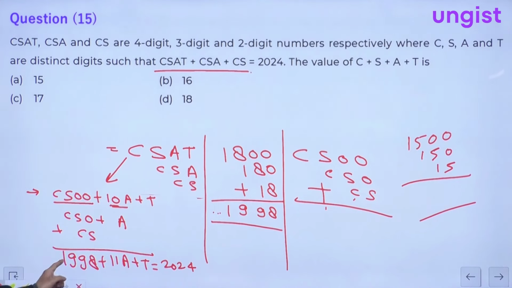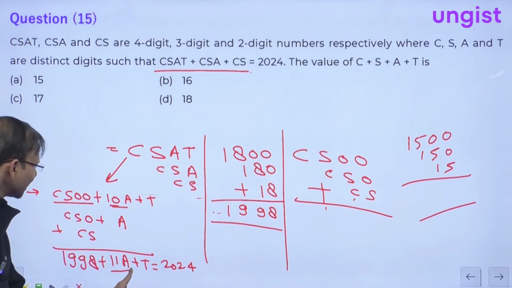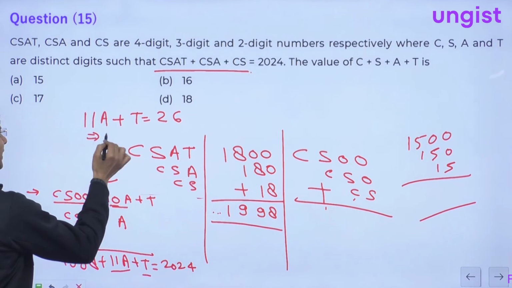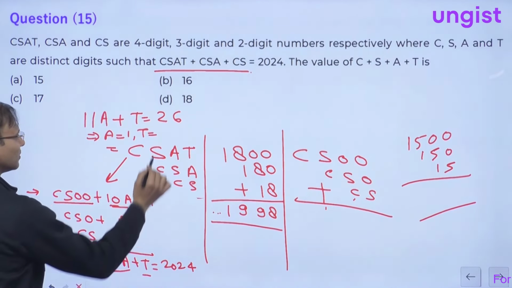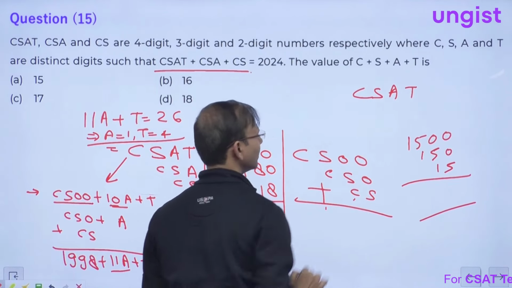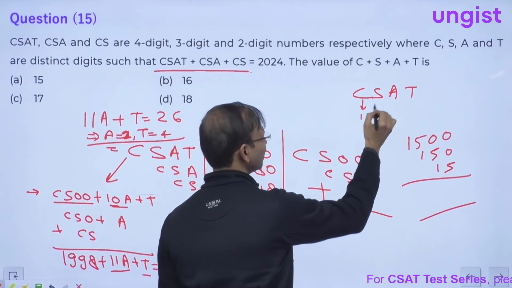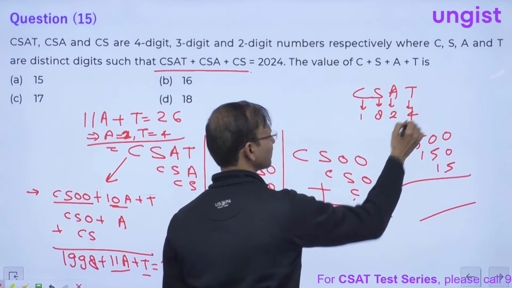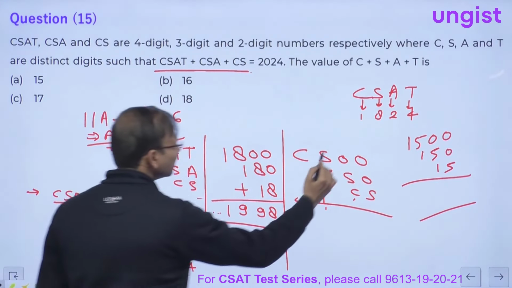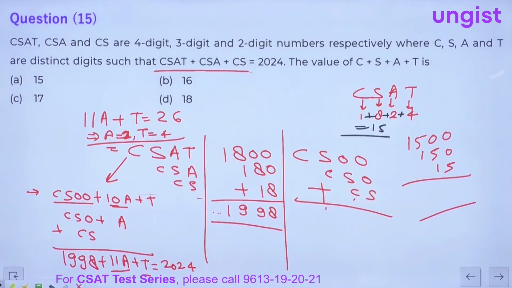Correct, everyone? So 1998 will go there and it will be subtracted, so we will be getting 26. 11A plus T is equal to 26. So definitely A is 1 and T is 4. No, A is 2, I'm sorry, guys. A is 2, not 1. So this is 1, this is 8, this is 2, and this is 4. What is the sum of the digits? 15, guys.